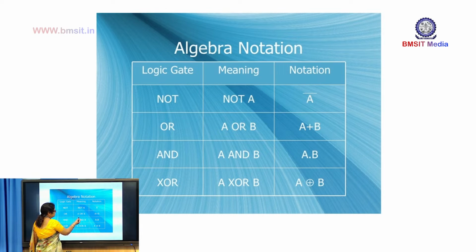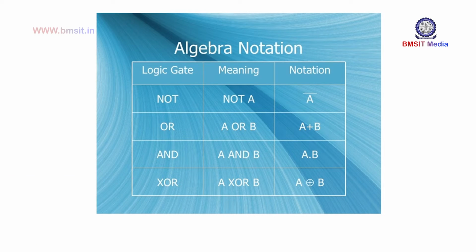The OR function is used for two variables, a or b, and it is represented as a plus b. AND is again used for two variables, that is a and b. Then XOR, a XOR b, where we use a plus which is encircled between the two variables.